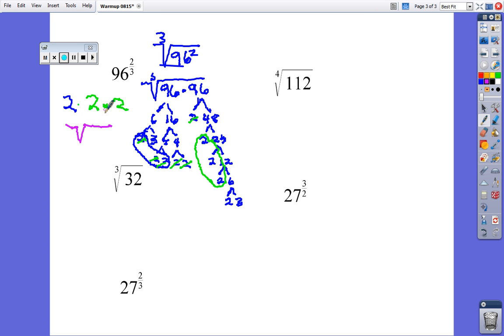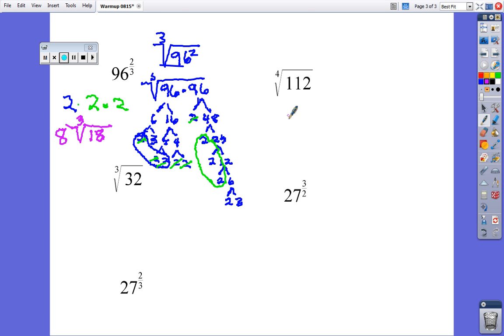So 2 times 2 times 2, that's 8. But we still are left with a radicand to the cube root, and that's going to be 3 times 3, which is 9, times 2, which is 18. And that is stuck in the radical sign.